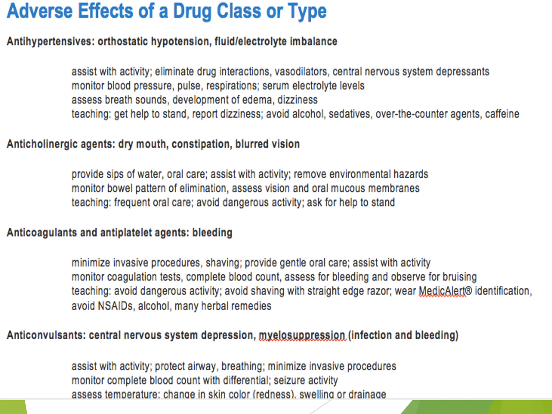Central nervous system depressants. You're going to monitor their blood pressure, their pulse, their respirations. You always want to make sure that you're checking their lab values, their serum electrolyte levels. You're going to assess their breath sounds, right? If they develop any edema, dizziness, you want to make sure that you're assessing for those things. And you want to help with the teaching, right? Help them to get up to stand, reporting dizziness, avoiding alcohol, any other medication that can cause sedative effects, right?